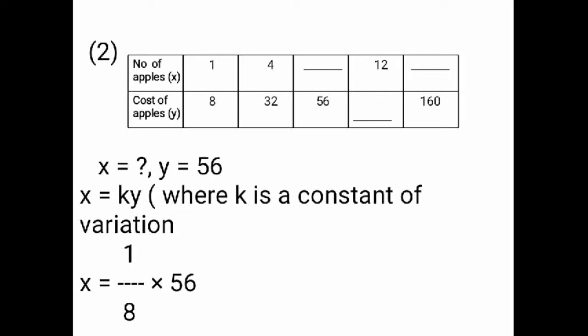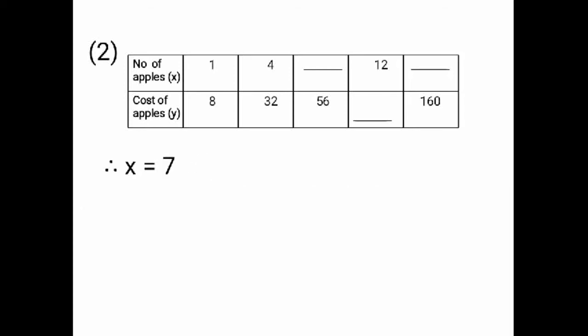You can do the cancellation. 56 divided by 8 also you can do. I have done the cancellation here. 8 table is going up to 56. 8 ones are 8, 8 sevens are 56. Now you have to multiply this. 7 ones are 7. Therefore, x is equal to 7. If you got x value 7, you have to write the answer over here, which blank is given here.